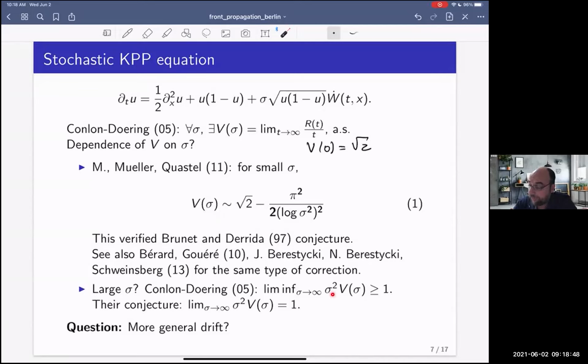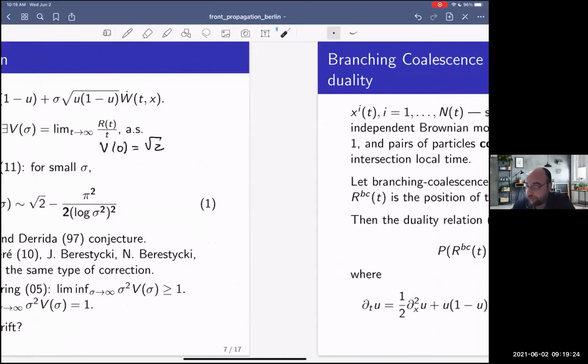So these are two types of asymptotics we are interested in, for small sigma and for big sigma. Again, for sigma infinity, the speed of propagation is 0. For sigma 0, the speed of propagation is square root of 2. The question we ask: what happens if we replace this drift u times 1 minus u by a more general drift? And is there any motivation for doing this?